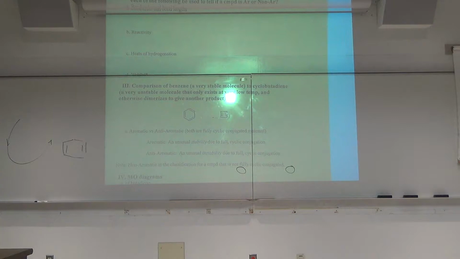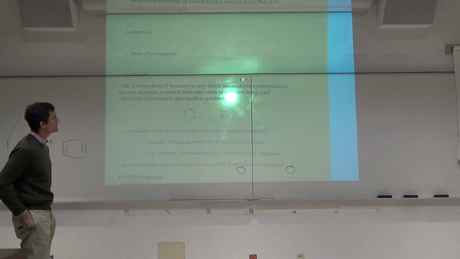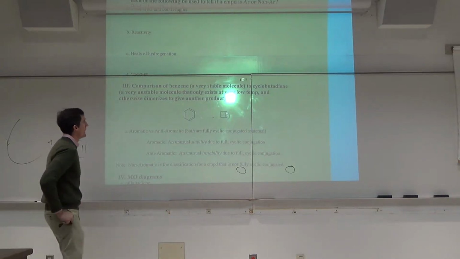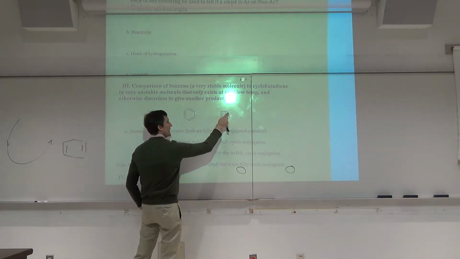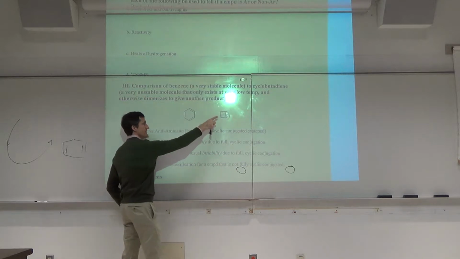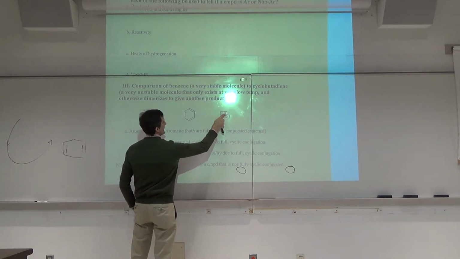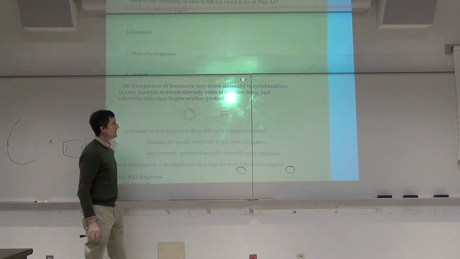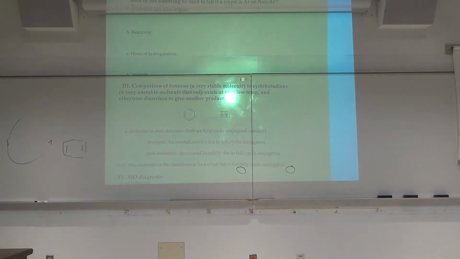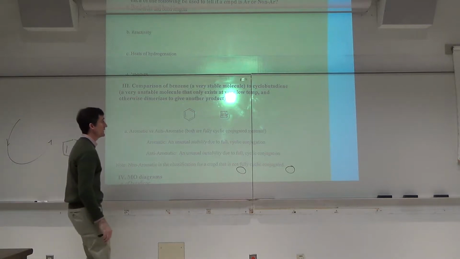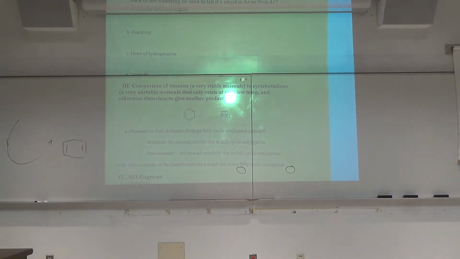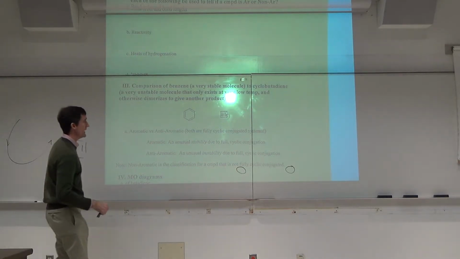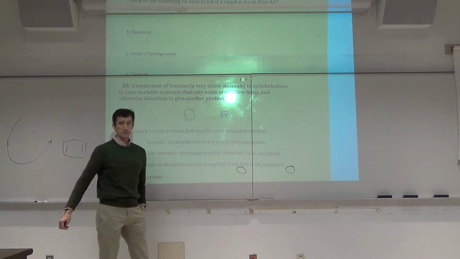Comparison of benzene to cyclobutadiene. Benzene is very stable. This guy over here is very unstable. It only exists at very low temperature, like minus 78 degrees, which is dry ice acetone temperature. If you let it warm up, it'll dimerize and convert to another structure. Doesn't sound happy. Why is this compound so unstable?